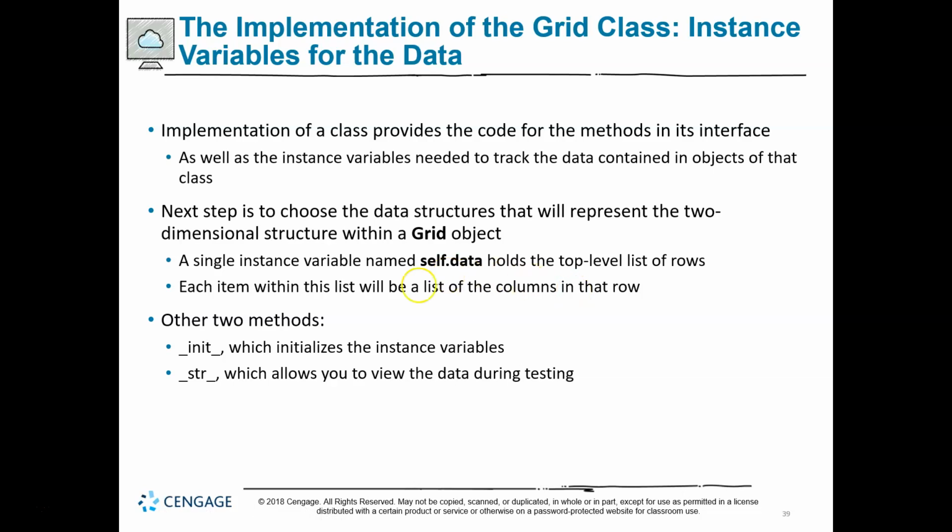Python can nest these data structures arbitrarily deep, although 2 levels deep is kind of common, deeper is less common. So each item within this list will be a list of the columns in that row. We're going to have a couple of methods. We know about that, we just talked about them. Dunder init dunder, and dunder string dunder to give you a human readable view of the grid.